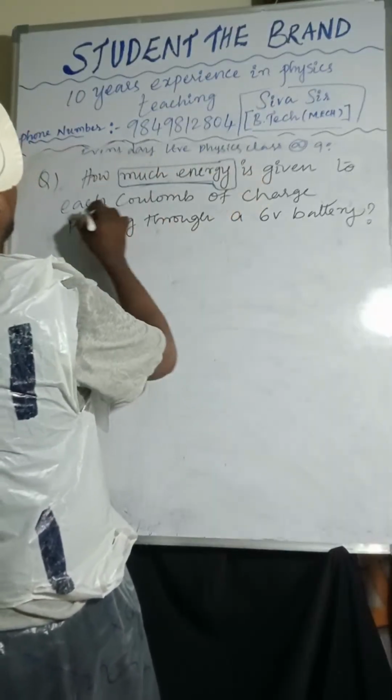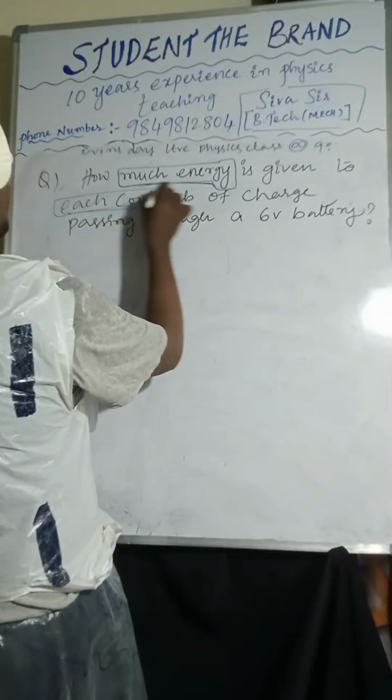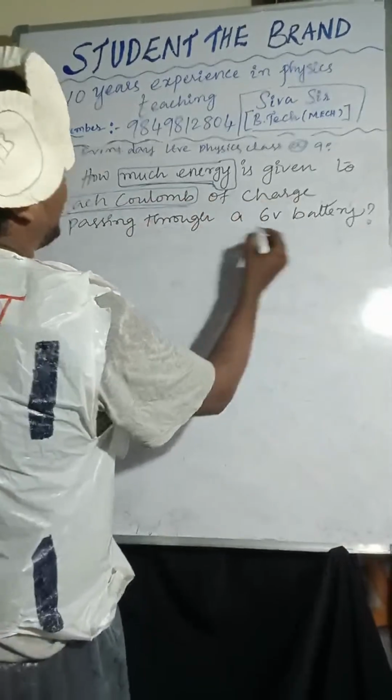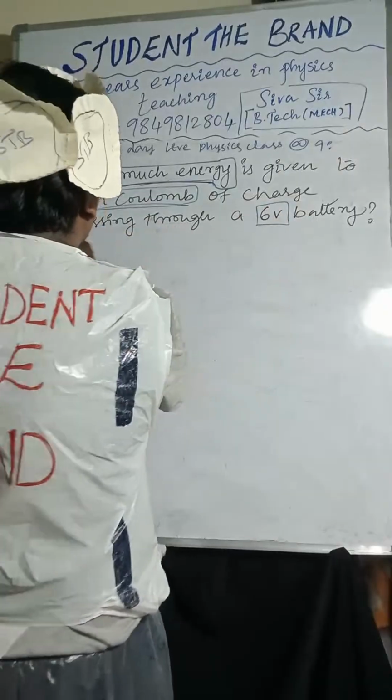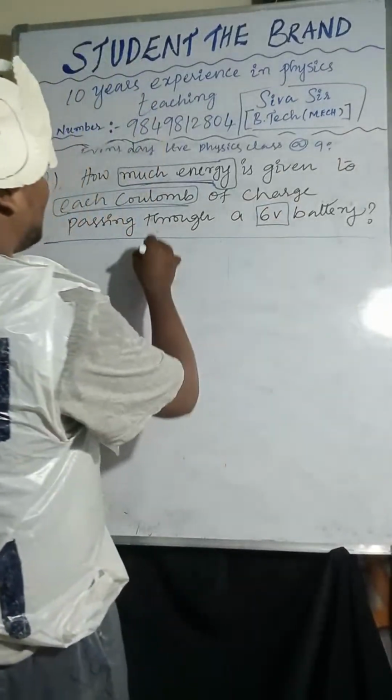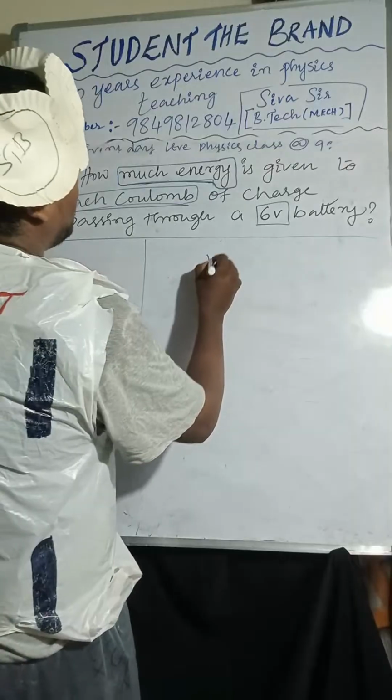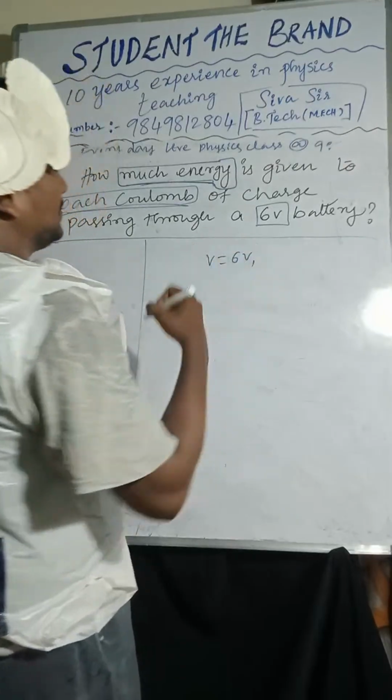Yes, underline the points: each coulomb, and charge passing through a 6 volts battery. Only one direct value is given here, that is the potential difference. The potential difference is 6 volts.